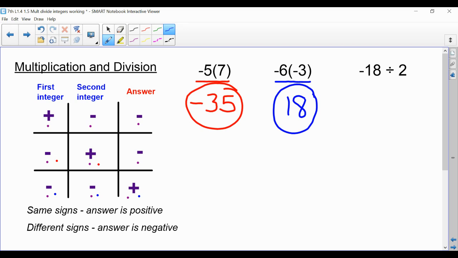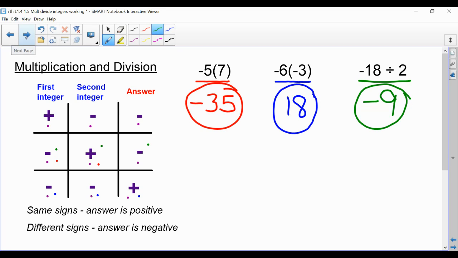Positive 18. And our last one over here says negative 18 divided by 2. We have a negative divided by a positive, and our answer is going to be negative. 18 divided by 2 is 9, so our answer is negative 9.